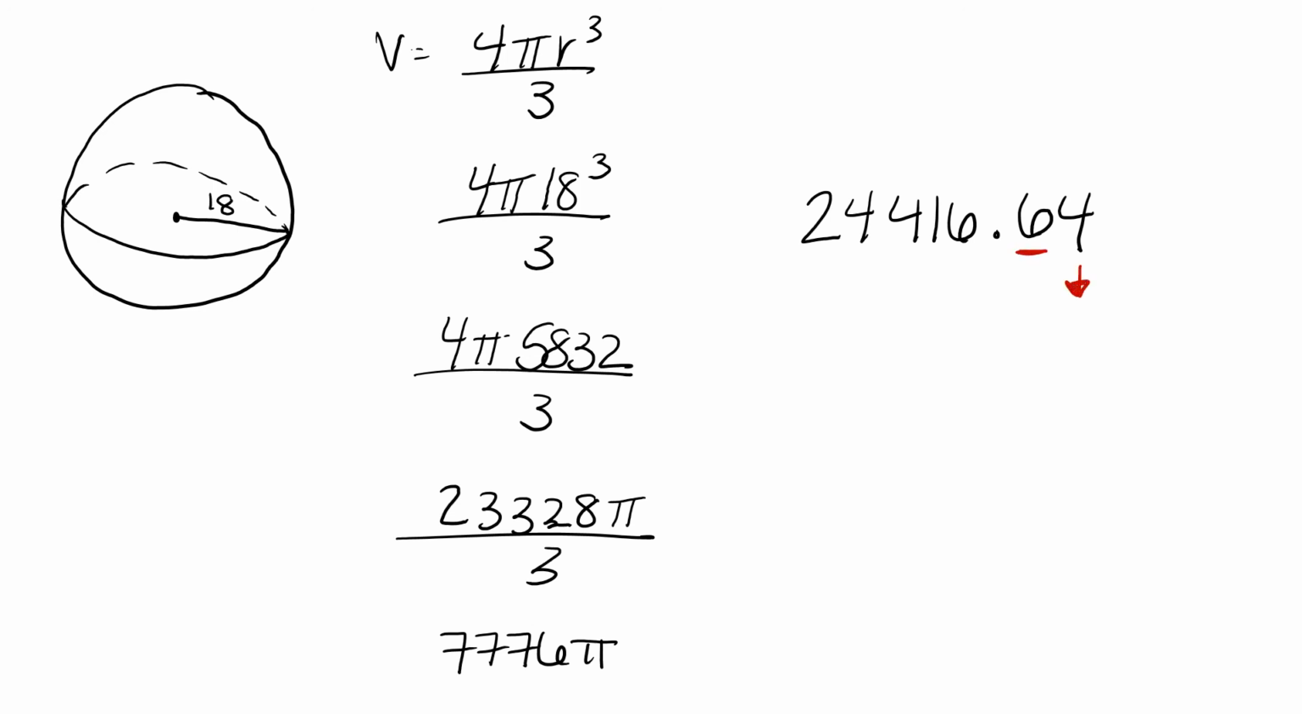6 is in the tenths place. 4 tells us to round down. And so our 0.6 stays 0.6.